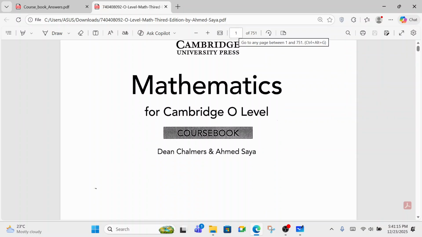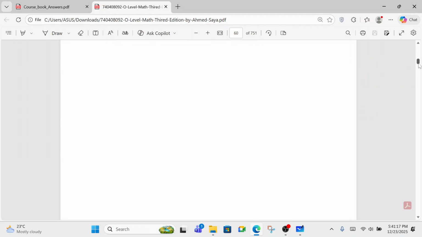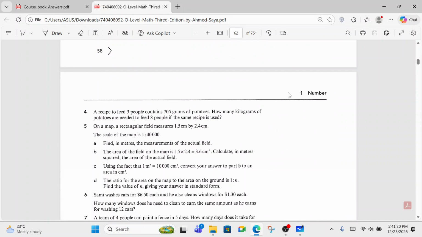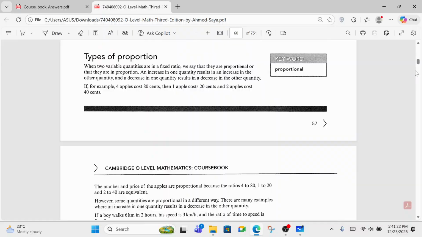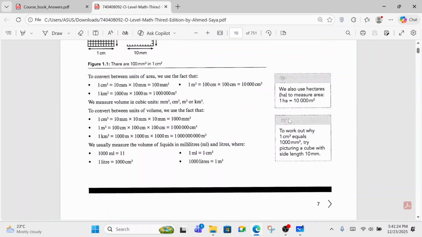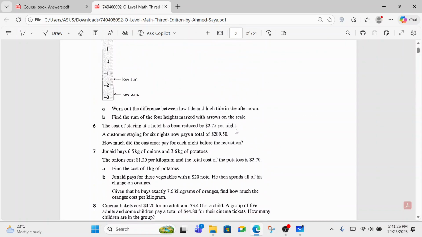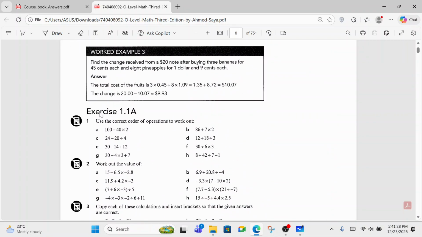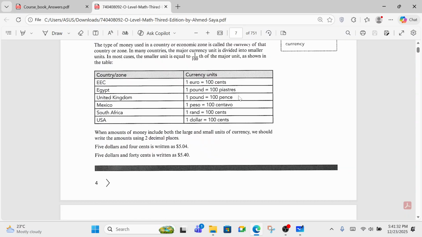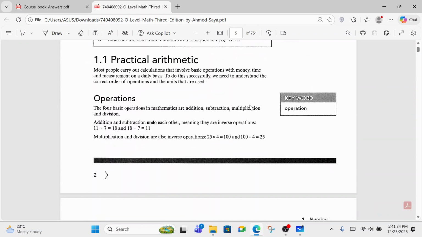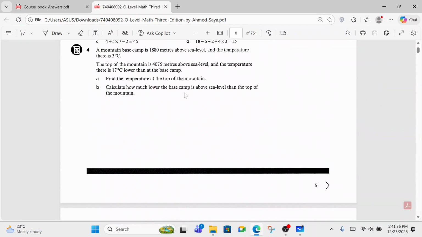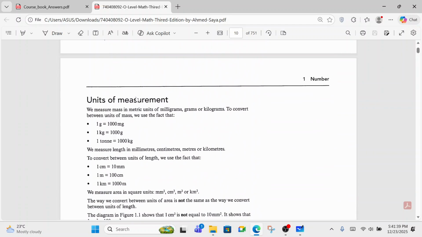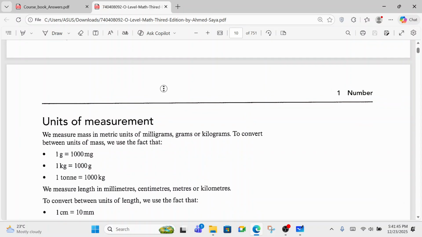In our previous lecture we finished exercise number 1.1a. We finished all of the questions for this exercise. Today we're going to be continuing from the parts after exercise 1.1a. So that is units of measurements. So let's read aloud what this is.